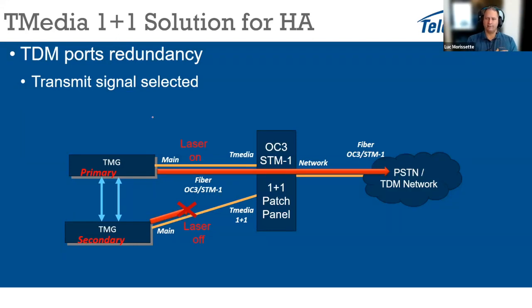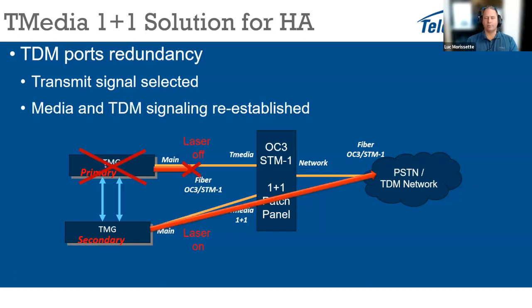I showed the receive, but the transmit is different, meaning that both devices cannot be transmitting at the same time, or else it will confuse the signal here. So the transmit signal is selected between the primary and secondary unit. For example, in this case, the primary unit has the laser on, and this will send the traffic out to the patch panel and to the network. The laser will be off on the secondary device so that there's no interference. There's communication between those two systems to decide who is the one transmitting the traffic.